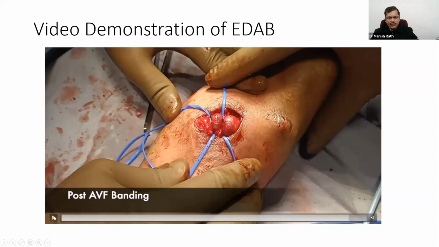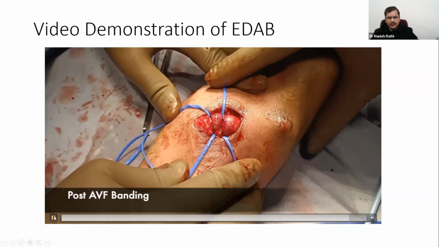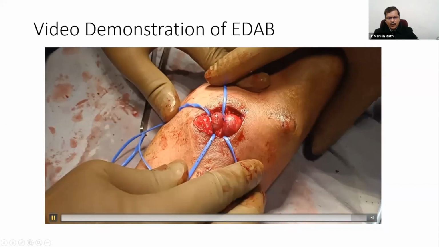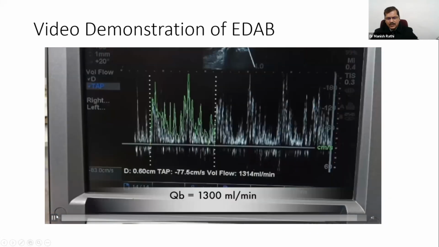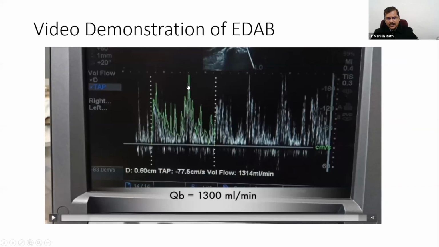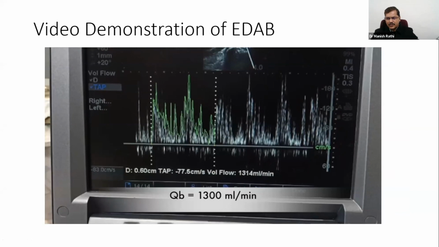And as I've said, we do an on-table Doppler assessment to see what the flow reduction is. In this case, if you see the reading, this wave pattern is not very good, but we usually take three or more to see that there is a significant reduction. Usually what we have observed is at least a 50% reduction on table. So if there was 3 liters, we expected it to reduce to around 1.5 liters. It reduced to around 1.3 liters, which was as expected.